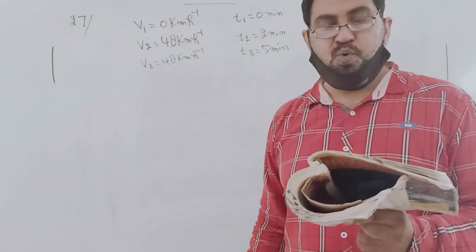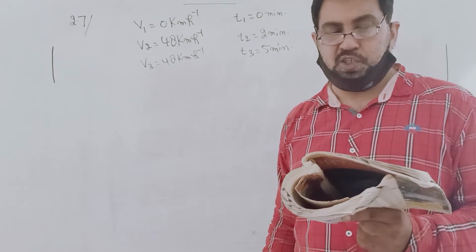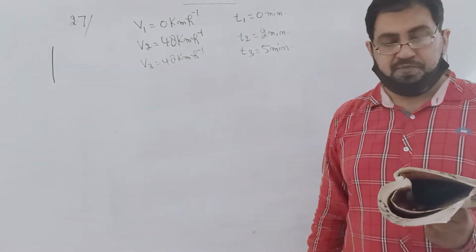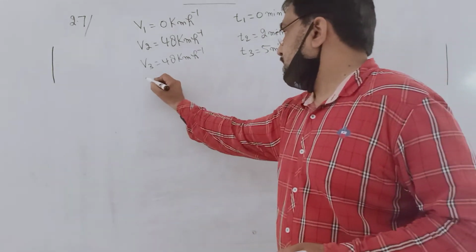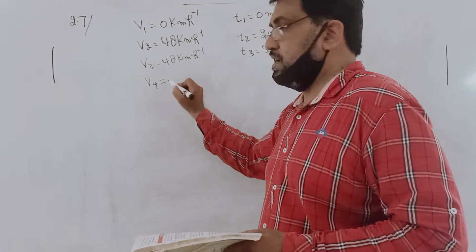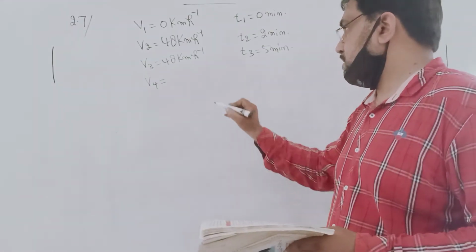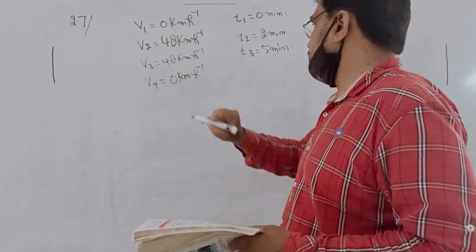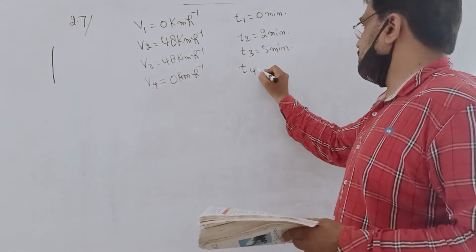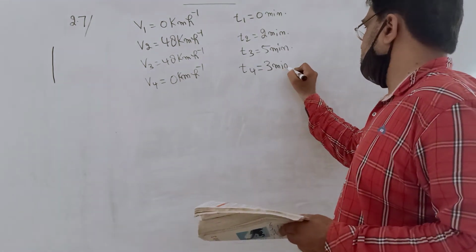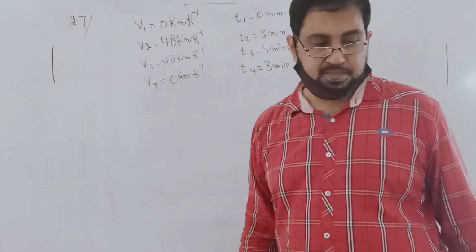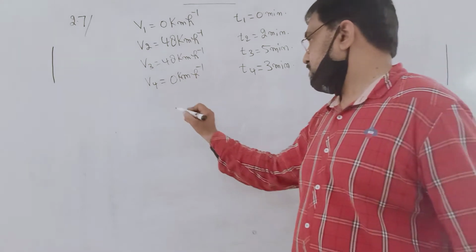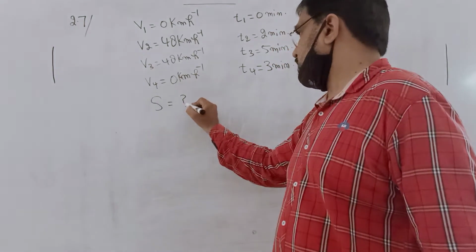Finally, it moves with uniform retardation and it stops after 3 minutes. Finally, the train will stop, so velocity is 0 and time is 3 minutes. Find total distance. S is equal to question mark.